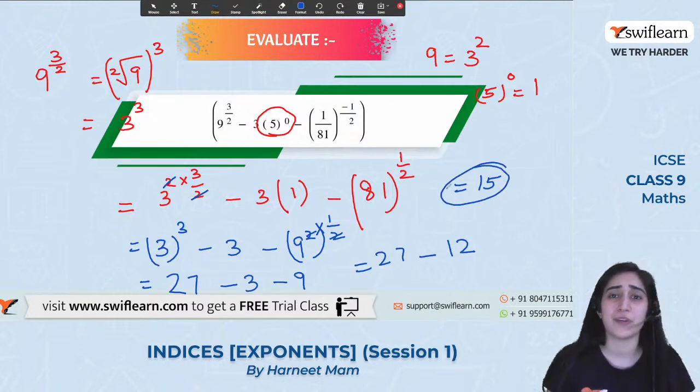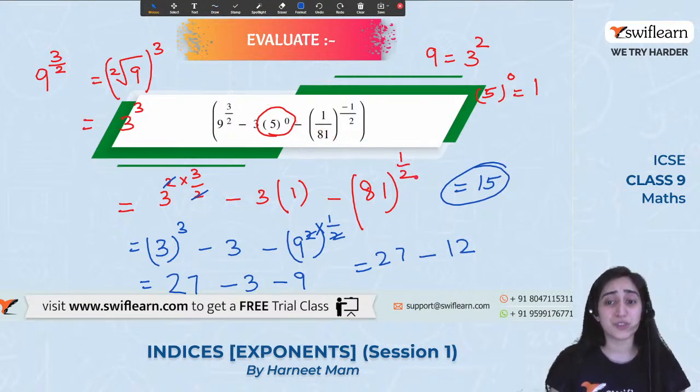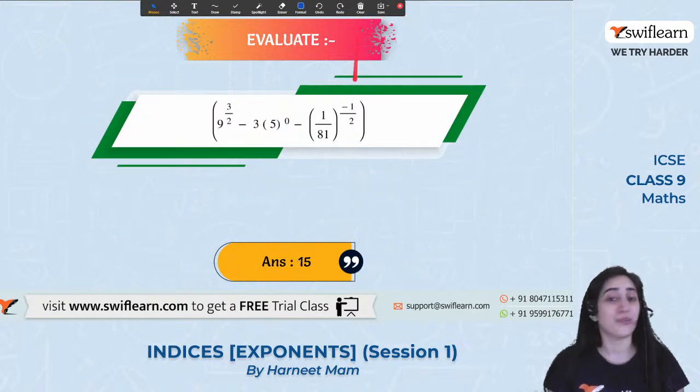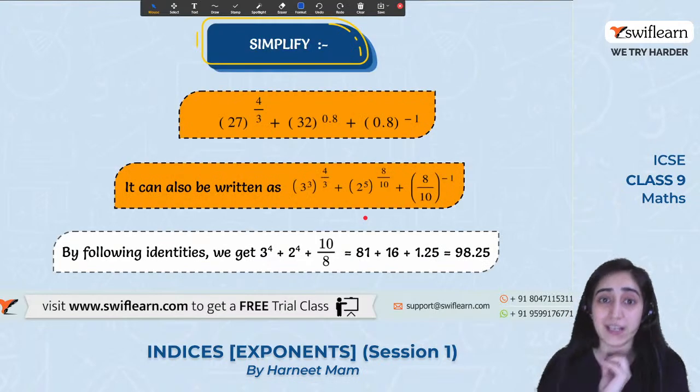So let's see, have we got the right answer or not? Were we able to solve it? So yes, we got the right answer. Well done, students. I think it's very easy. I'm telling you how we are doing and solving it. Let's move to the next one.